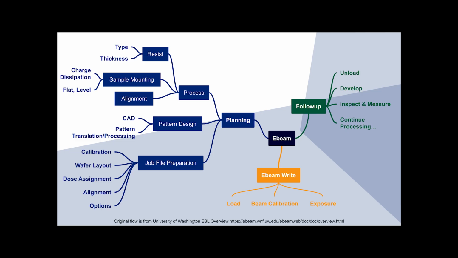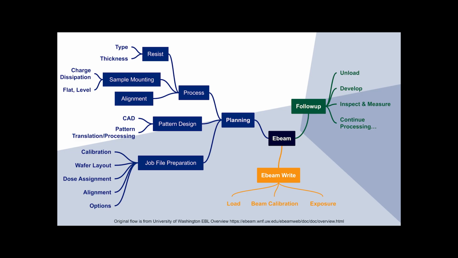In this chart, we have three main components for EBL processing: planning, the EB write, and follow-up. Which of the three components takes up the most space? Planning. When you're done with EBL class, I want you to walk away knowing that you have to do some prep work before you can sit down and just write a device. But once you have a working process and you've done that calibration, you should have a process that works across different designs and even possibly with different films and substrates.